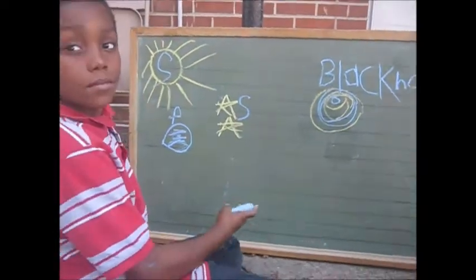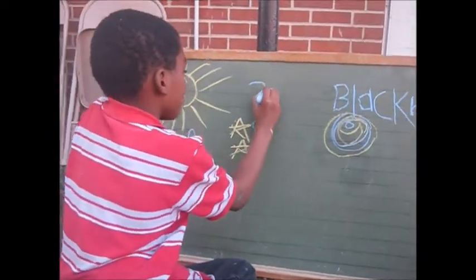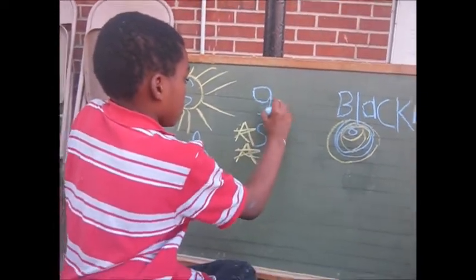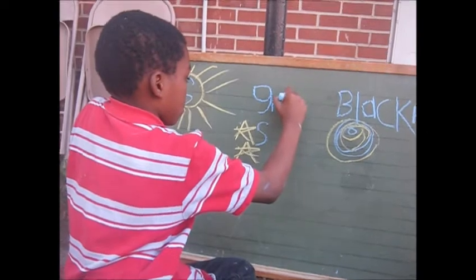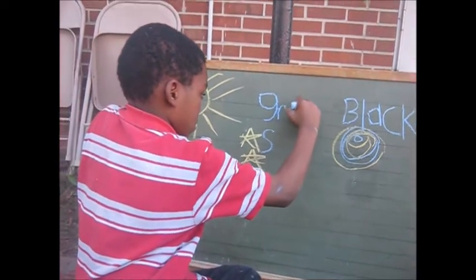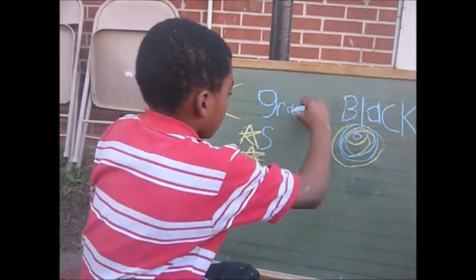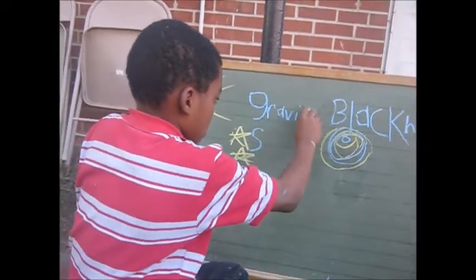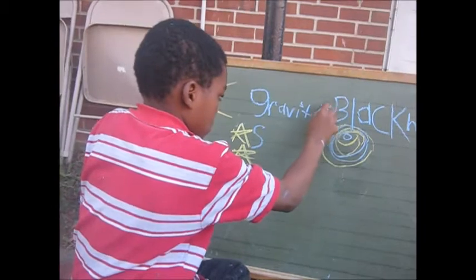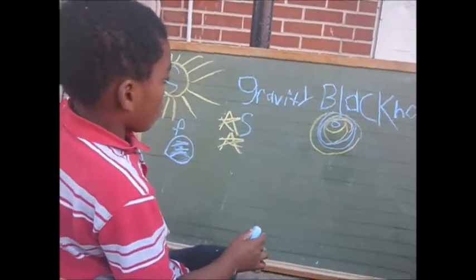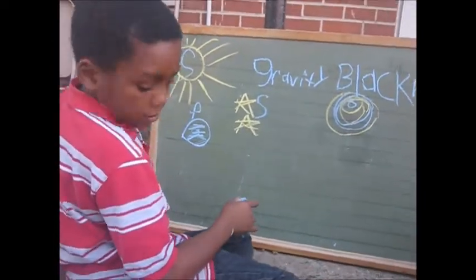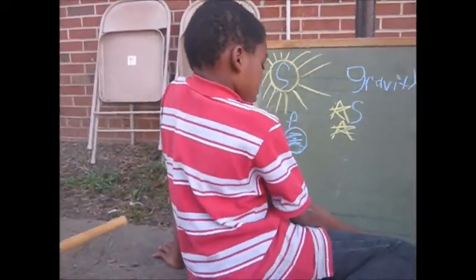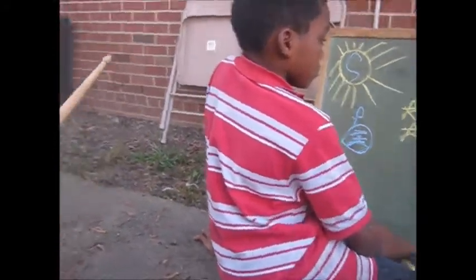Let's spell gravity. G. R. A. Is it V, right? A. V. I. T. Y. Y, right. So I think that's what it is. I could be wrong. You know what I'm saying? How to spell it? And y'all are smarter than me, so y'all gonna look it up tomorrow and see.